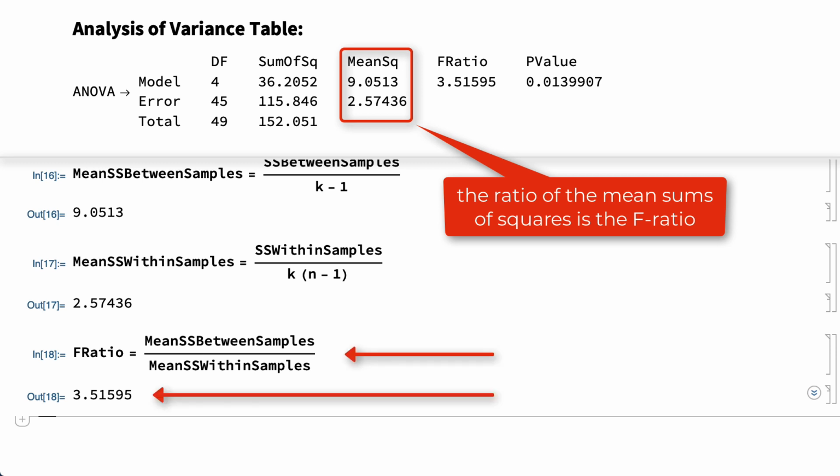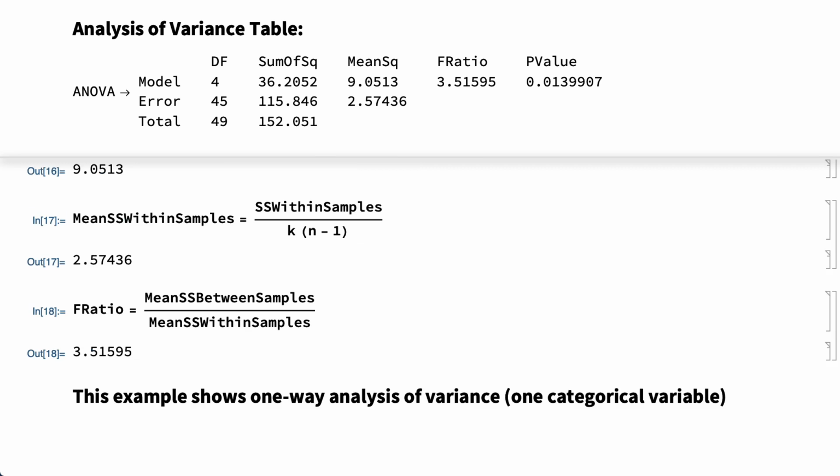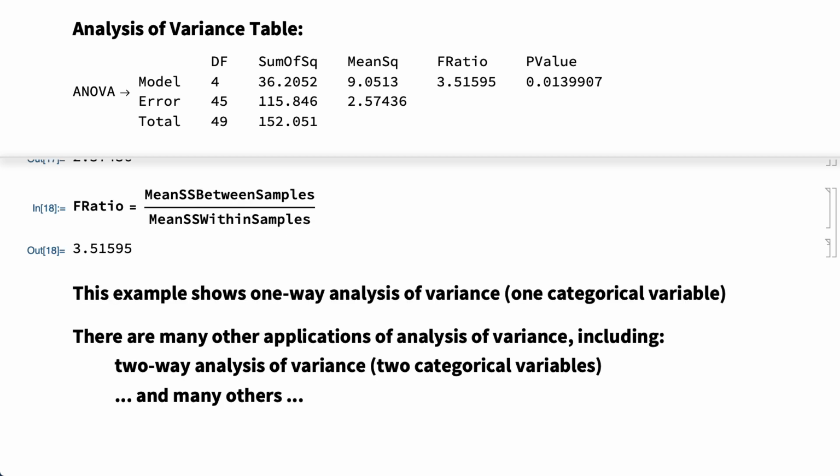The analysis of variance test described in this section is called a one-way analysis of variance because there is one categorical variable in the data. There are many variations of this calculation, including two-way analysis of variance, where the data involves 2 categorical variables, or three-way analysis of variance, and many other generalizations of the basic idea of using variance to compare population means.